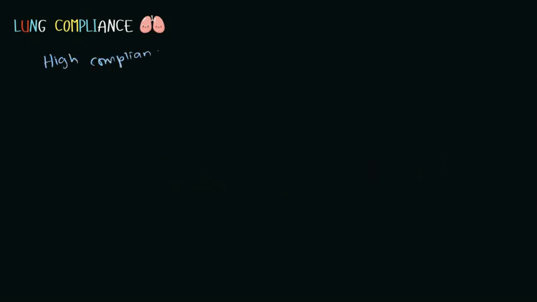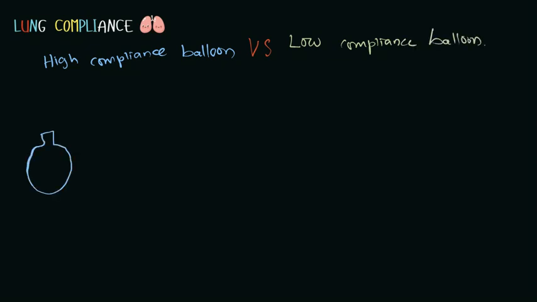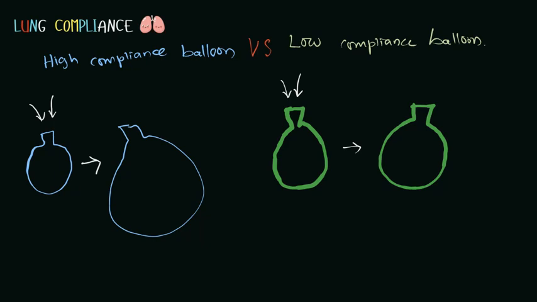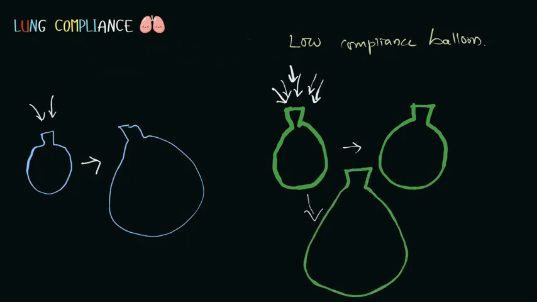Let's have a look at some examples, shall we? Here we're going to see the difference between a high compliance balloon versus a low compliance balloon. We have with us a thin balloon and a thick balloon. Let's say we give them each 2 units of pressure. The thin balloon will expand to almost twice its size, whereas the thick balloon barely changes at all. Therefore, you need greater pressure to achieve a greater volume.